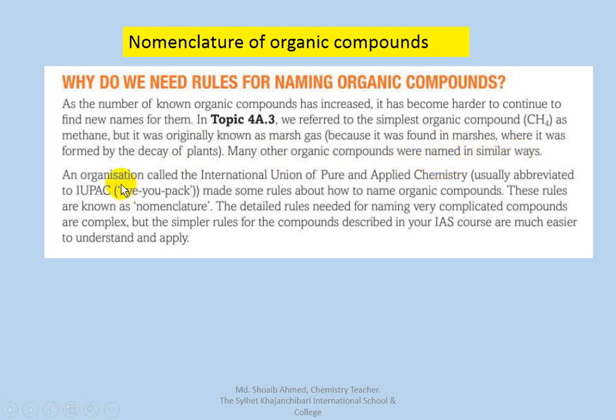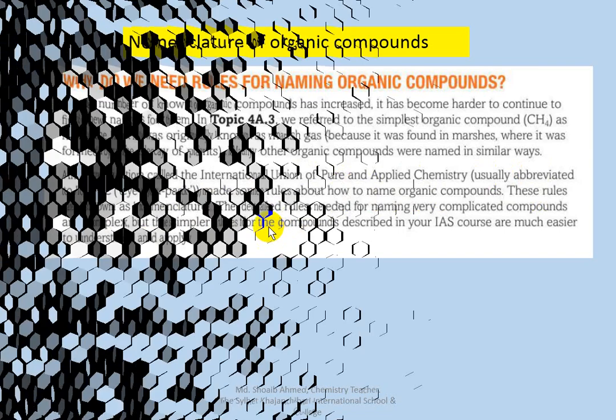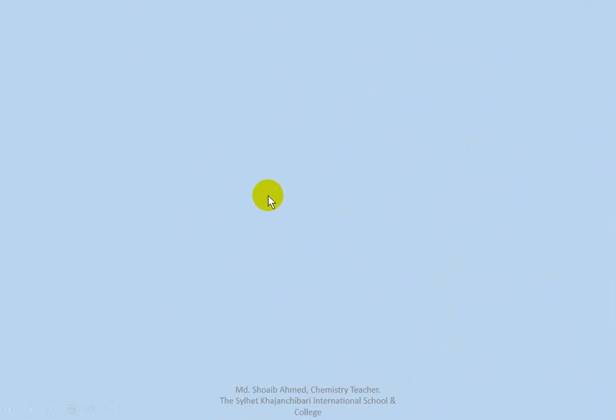An organization called the International Union of Pure and Applied Chemistry, usually abbreviated IUPAC, made rules about how to name organic compounds. The rules are known as nomenclature. Now we will learn the naming of organic compounds.